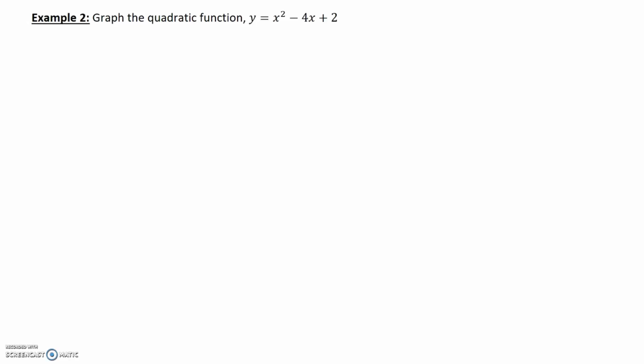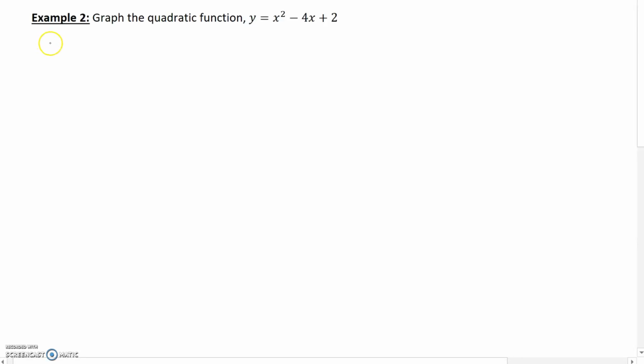Okay, we're going to graph the quadratic function y equals x squared minus 4x plus 2. And as this is the first time we've done this, we're going to do it very slowly, and we're going to do it without taking any shortcuts. We're going to work through it the way that I think you should work through every type of graph when you're doing one for the first time, when you're doing a new type.